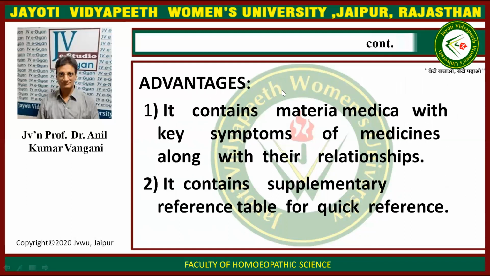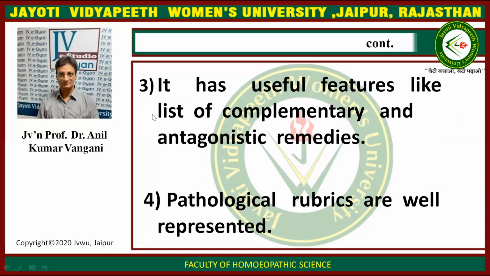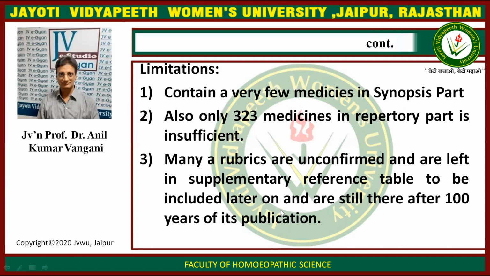Now, advantages of using Boger synoptic key is that number one, it contains materia medica with key symptoms, which is very useful after repertorization to compare various remedies to decide the simillimum. It contains supplementary reference table for quick reference. It has useful features like list of complementary and antagonistic remedies, which are useful for selection of second prescription. Then pathological rubrics are very well represented according to Boger's own philosophy, which is very much useful in modern day practice.